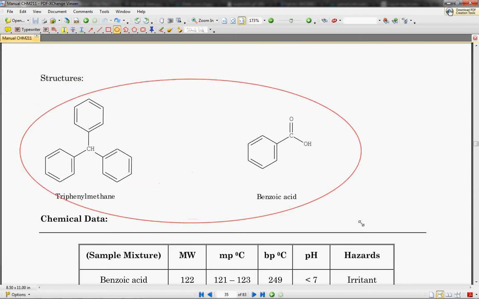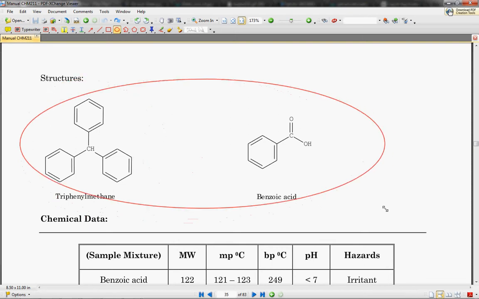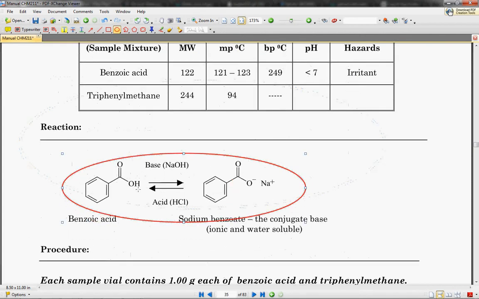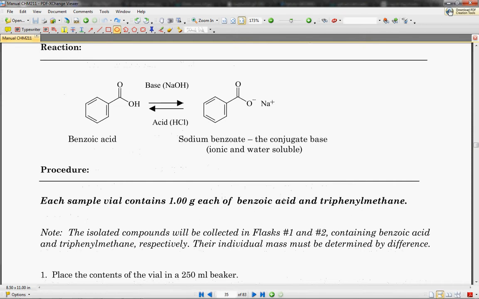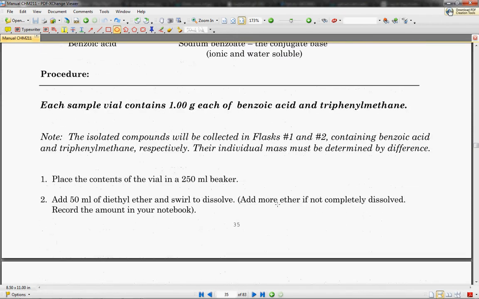Of these two compounds, triphenylmethane is highly nonpolar. Benzoic acid is a little bit polar, but not very much. However, when reacted with a base, as we see right here, we're removing this hydrogen, and that is going to create a negative charge right there, and that is going to make this a very polar compound. So we're going to use this reaction, and we're going to use the fact that we can use oil and water, or organic solvents and polar solvents, in order to separate these two.